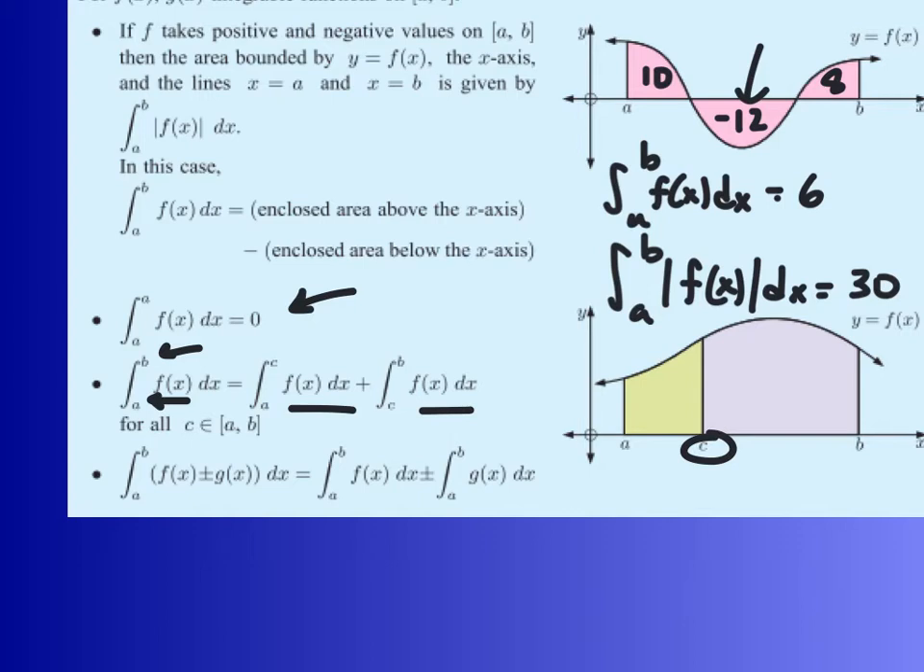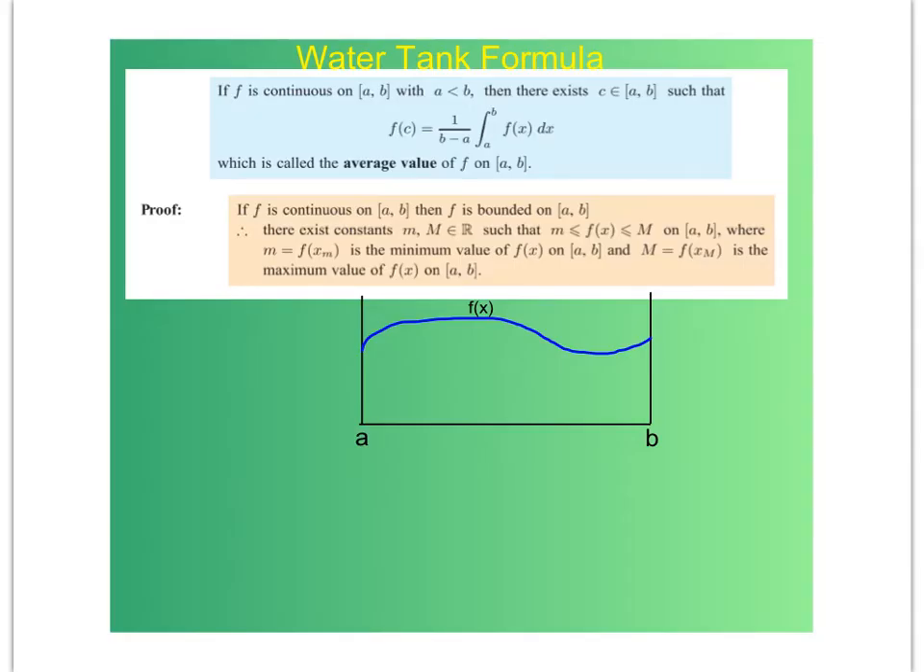So yeah, just deal with it. Alright, and then the integral of some sum of two functions can be split into two integrals: the integral of each function, and the sum or difference of both of those. Alright, let's keep moving. This is called the average value.